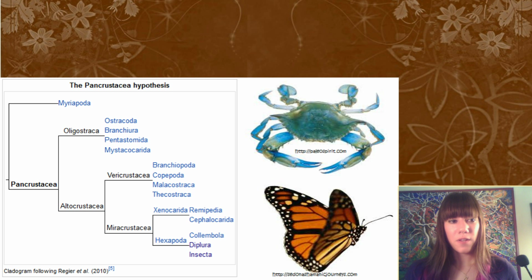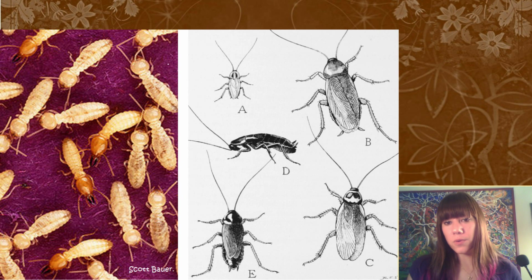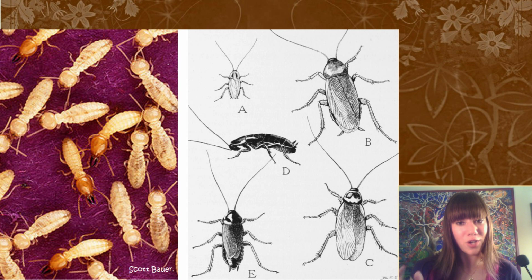So for example, if you've had taxonomy in the past 3 years, you've probably learned that termites were their own order, Isoptera. Well, it turns out with genetic testing that Isoptera doesn't exist, because termites are actually just eusocial cockroaches.